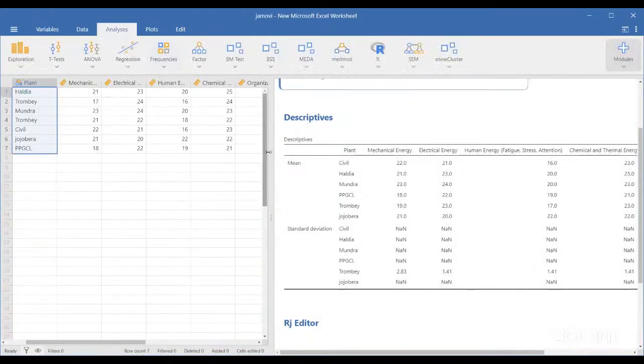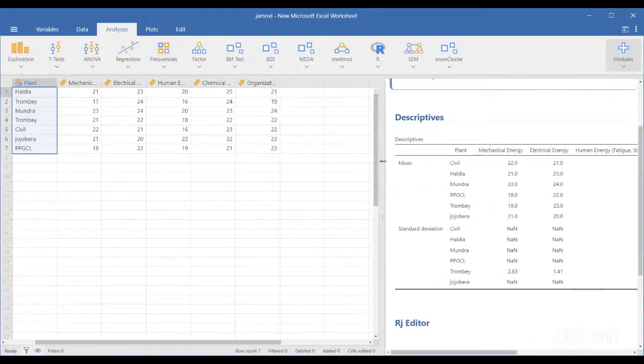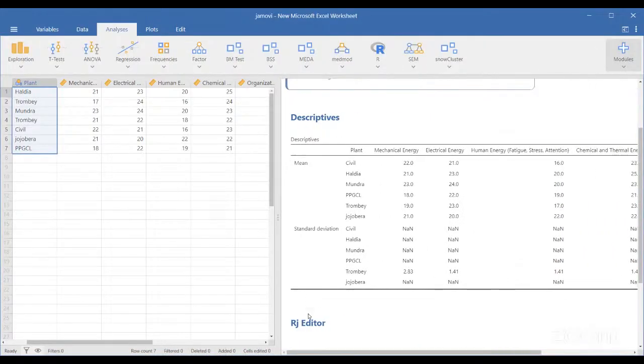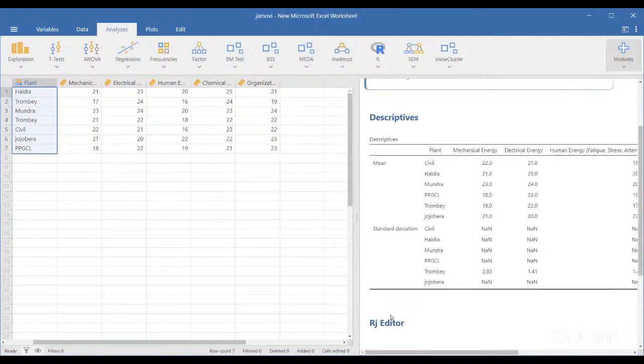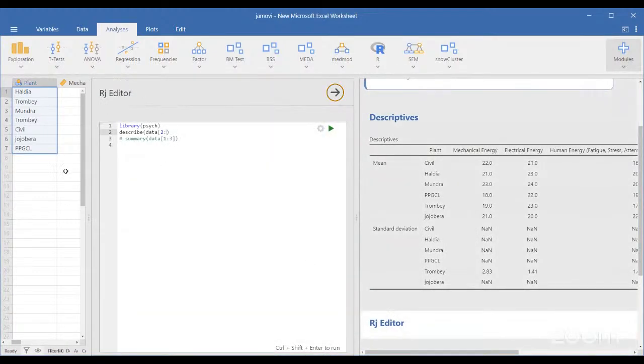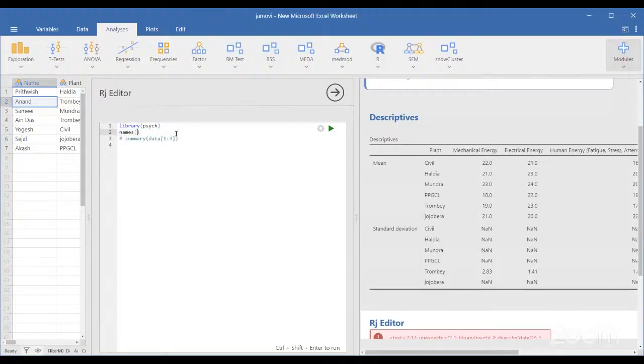How many columns are there? Mechanical, electrical, human. 1, 2, 3, 4, 5. The plant name, that is in A1, no? So that is the first name. This library psych you have written, no? After that, you enter. Instead of describe, you write down names, bracket, data. Names, bracket data. Now you run.